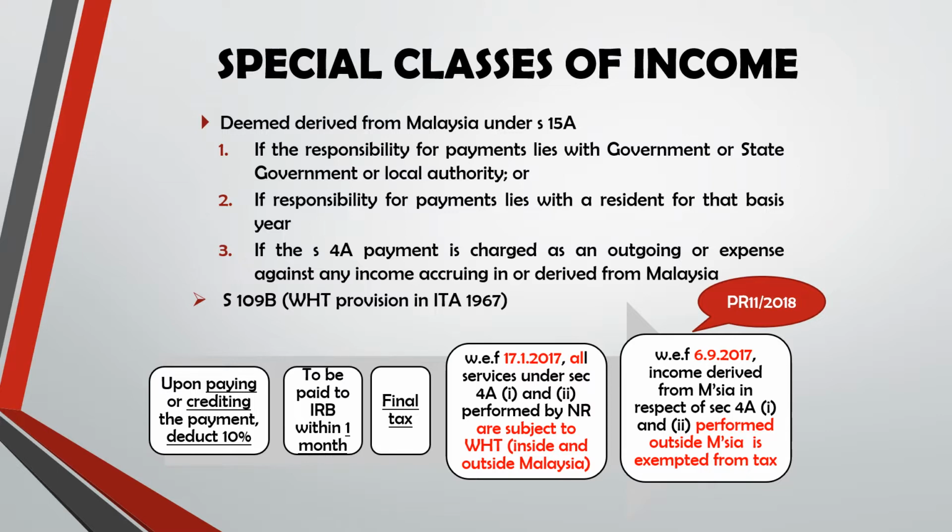So what does section 109B say? Upon paying or crediting the payment, you must deduct 10%. So this 10% amount has to be paid to IRB within 1 month, which is 30 days. And again, it also is a final tax.